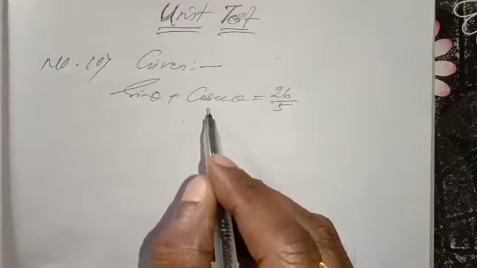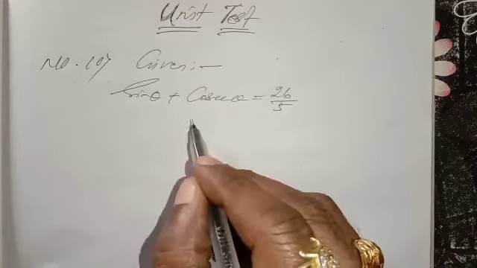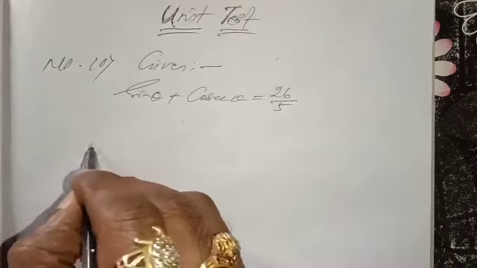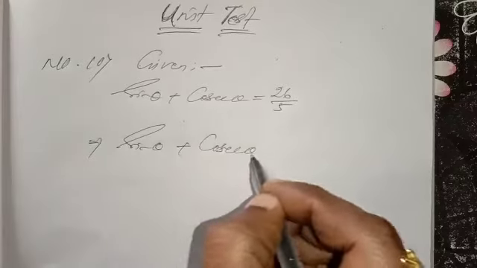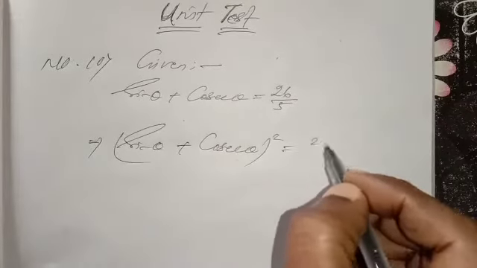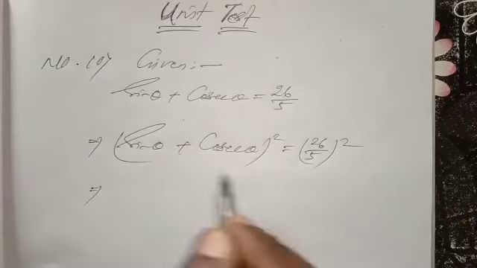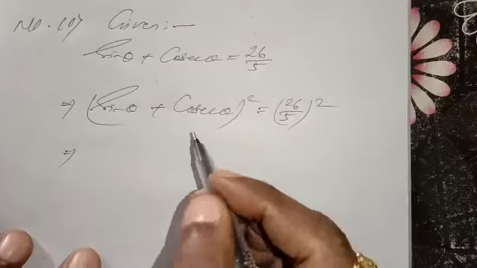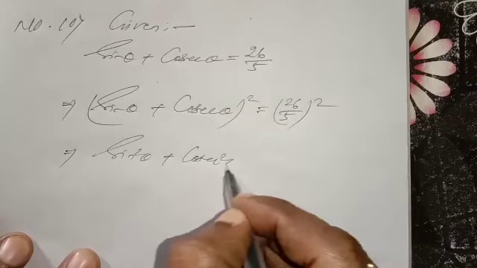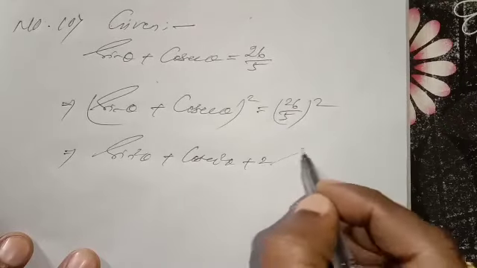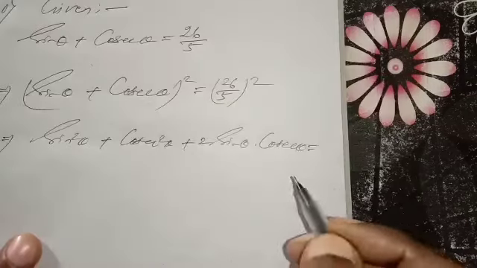Sin theta plus cosec theta is equal to 26 by 5, it is given. And you have to find out the value of sin square theta plus cosec square theta. Do one thing, squaring both sides. What will we get? 26 by 5 whole square. Sin theta plus cosec theta whole square formula is what? a square plus b square plus 2ab. Sin square theta plus cosec square theta plus 2 into sin theta into cosec theta is equal to 26 by 5 whole square.